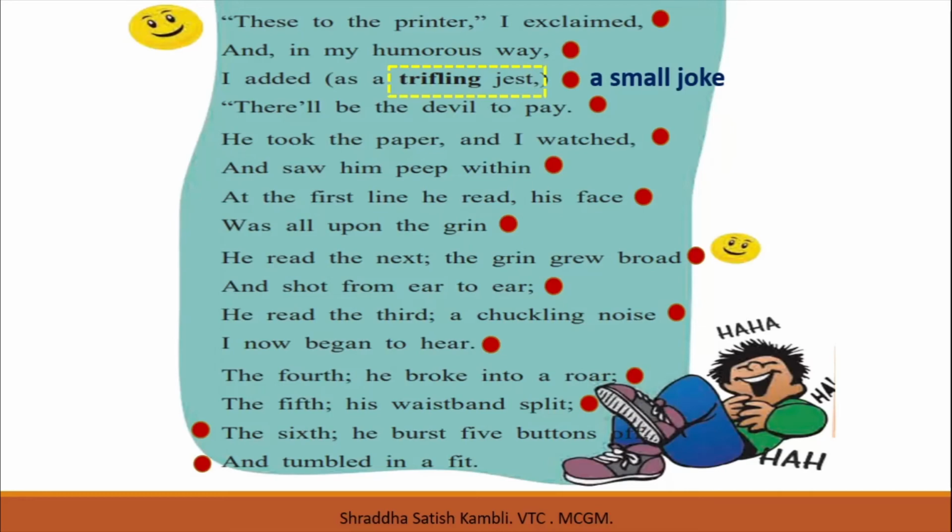So funny. So see how line by line the funniness is increasing. So in the first line, he was just grinning, then the grin grew broader, then there was a chuckling noise, and then there was a roar, and the waistband was splitting, then finally the buttons of his pants were also bursting. So that is how funny the poem was.